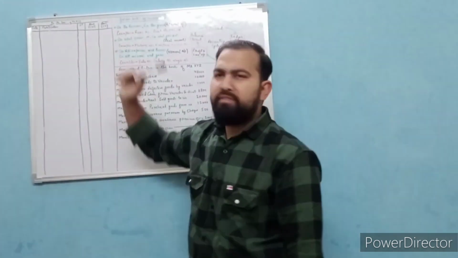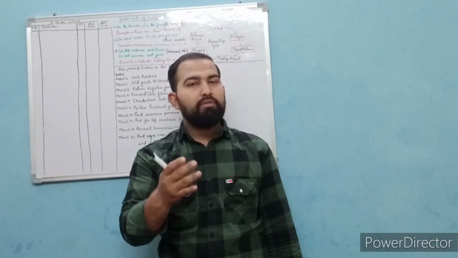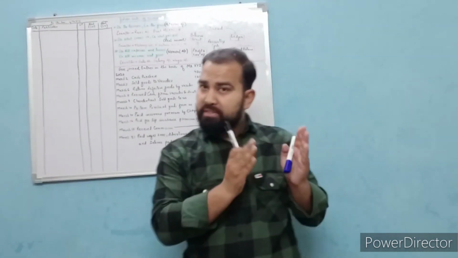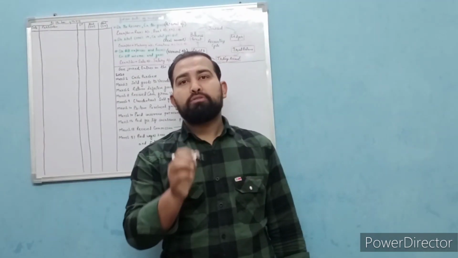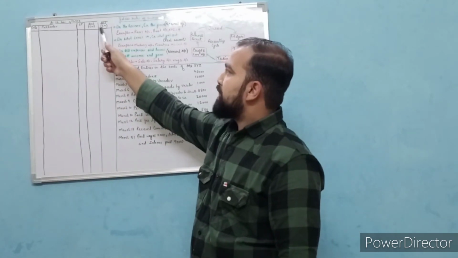Next is a column of ledger folio. We have to make a small column of ledger folio, in which right now we don't have to write anything, because in actual record of business, they write the page numbers on which those transactions are written. Okay. After that, there are two sides.